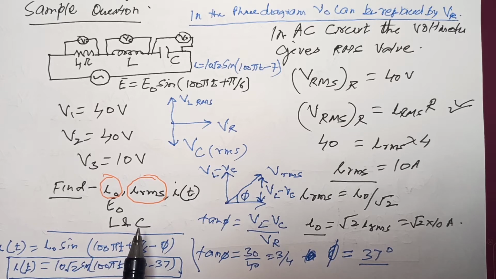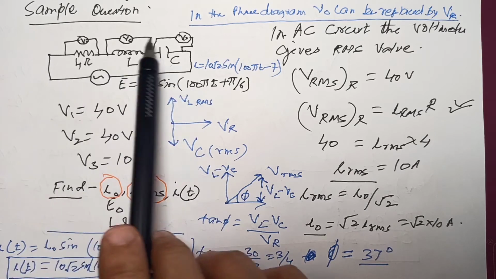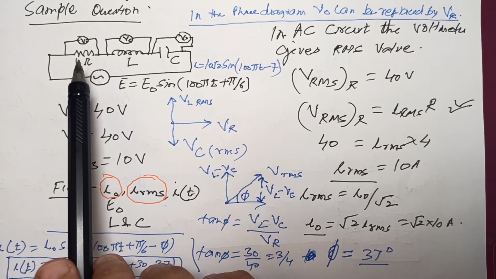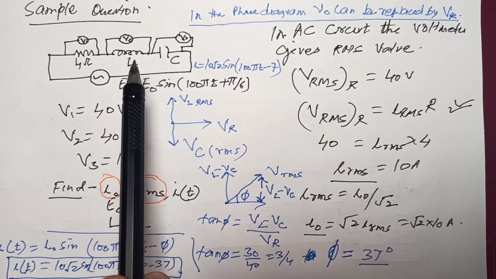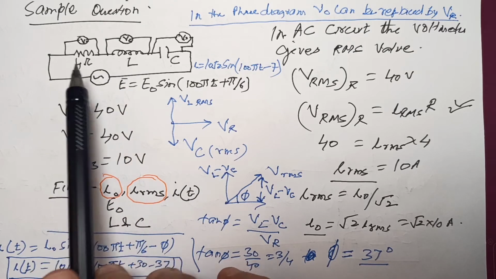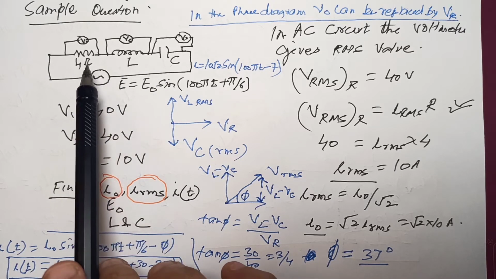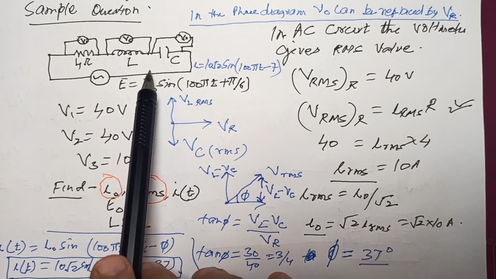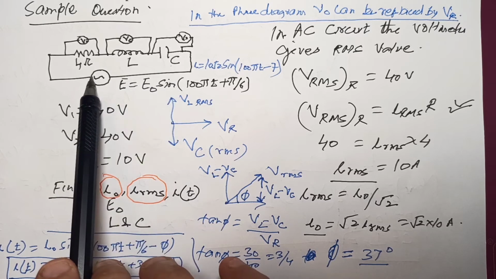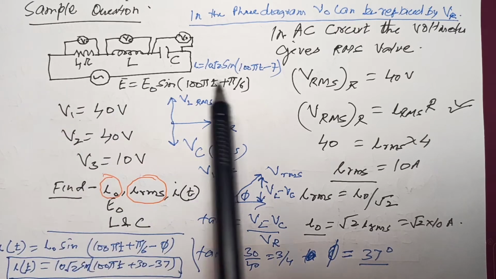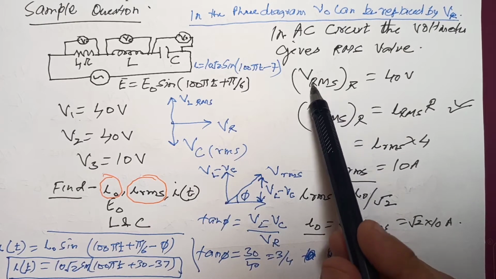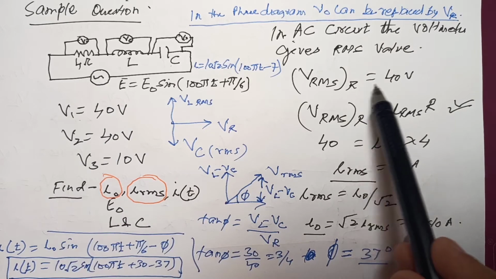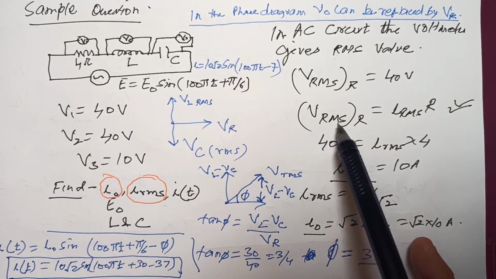Now the most important thing here is that if you are having such a setup, whatever reading you see in the voltmeter is nothing but the RMS value. Let me summarize it. If you connect a voltmeter in such an LCR circuit, across L, C and R, then the voltmeter will catch the RMS value. So we know that VRMS across the resistor is 40 volts, given to us.